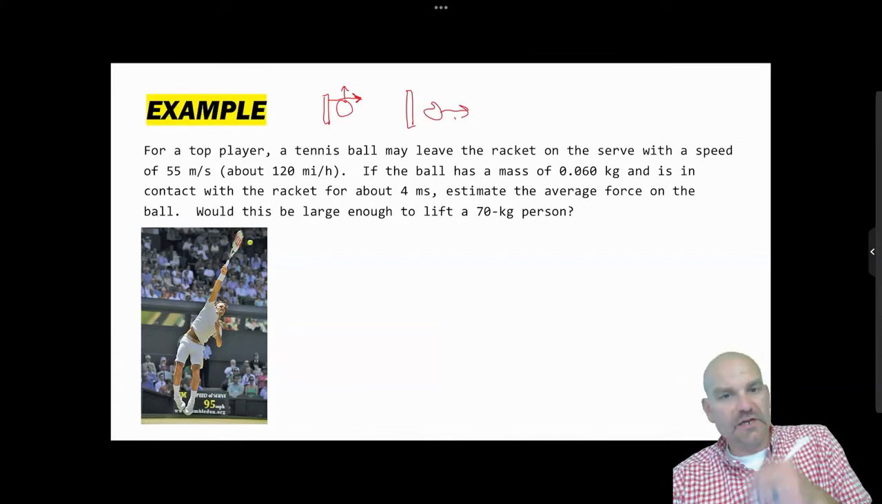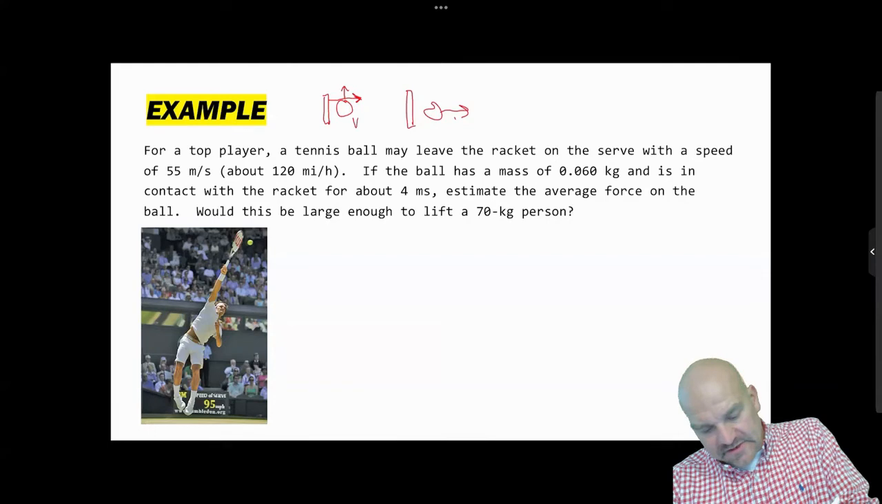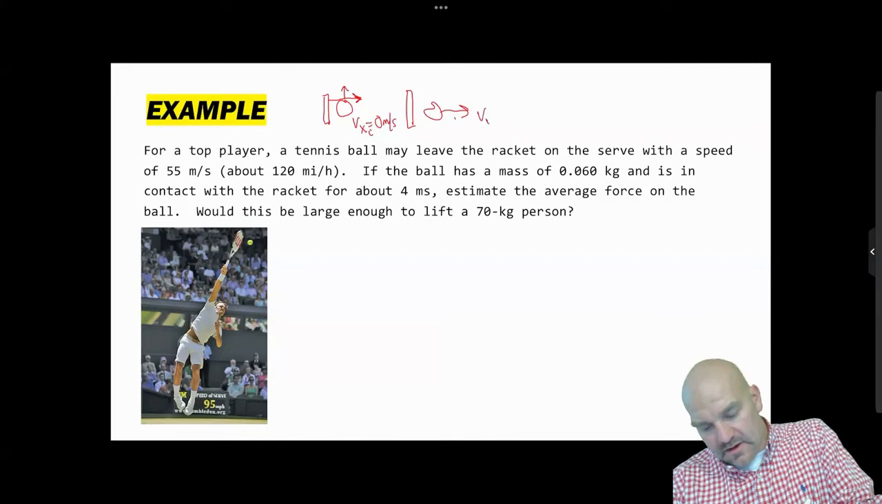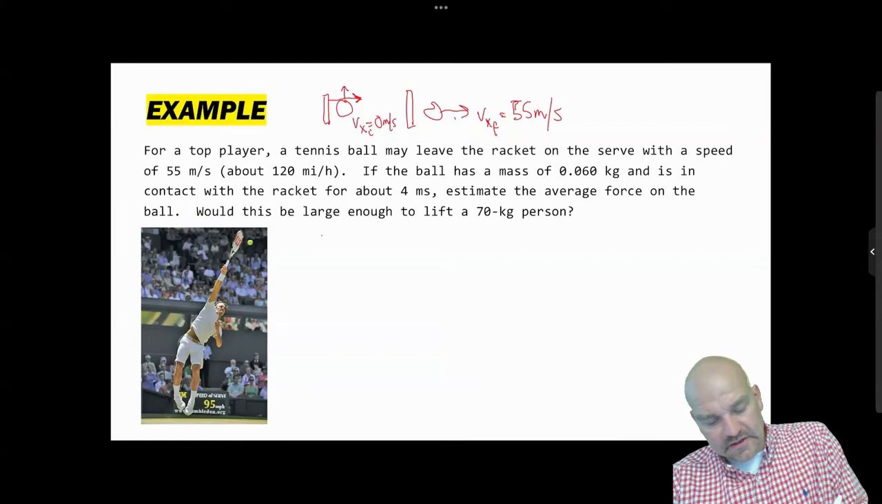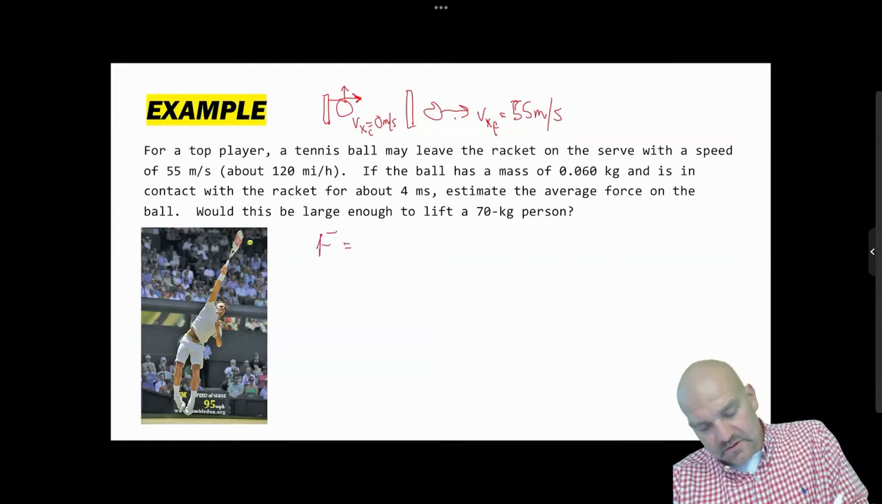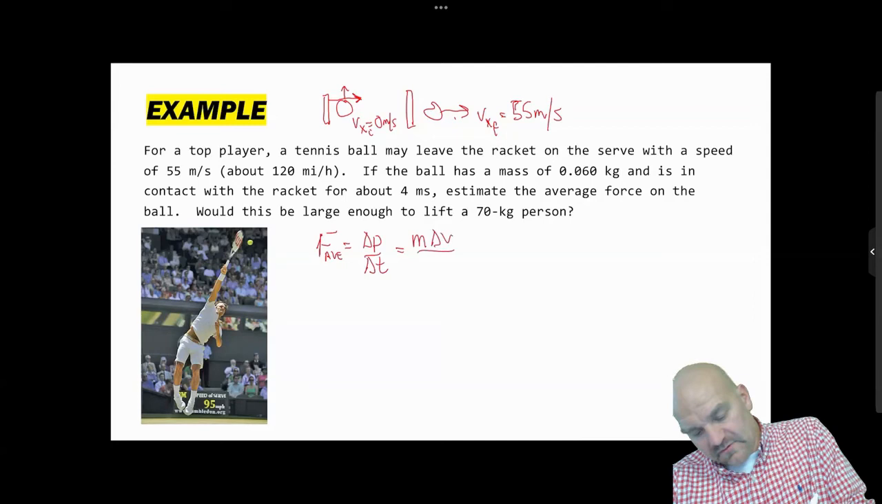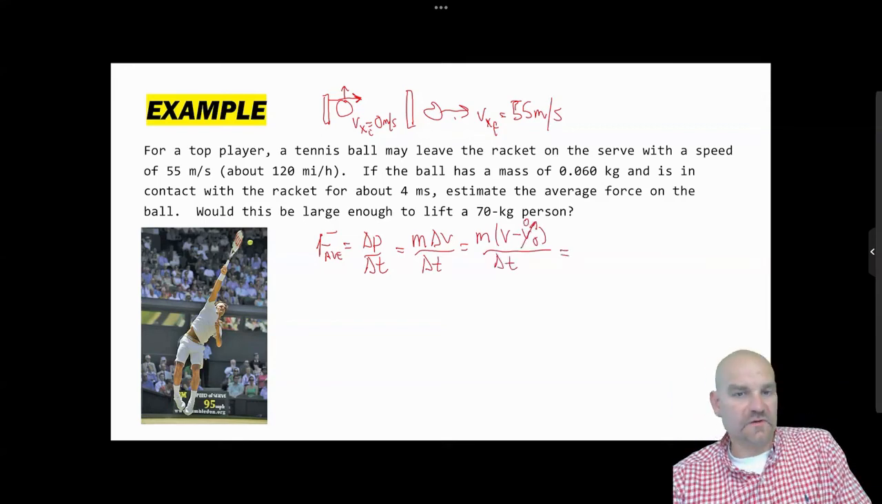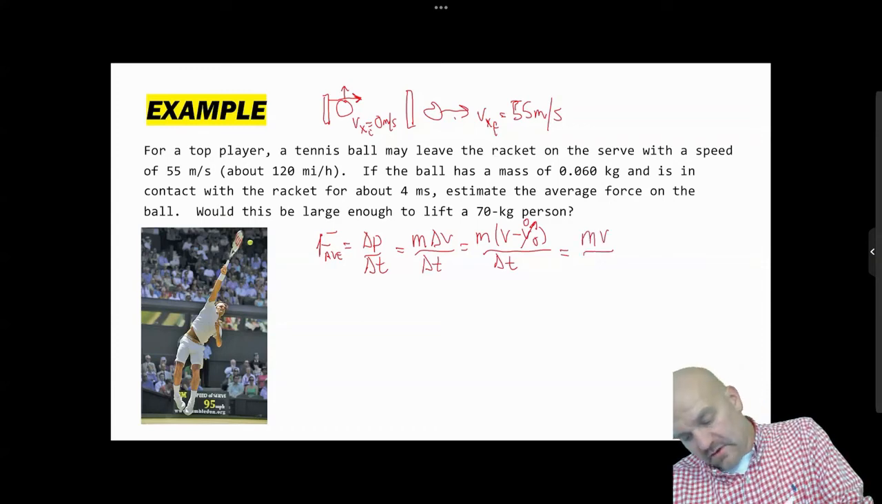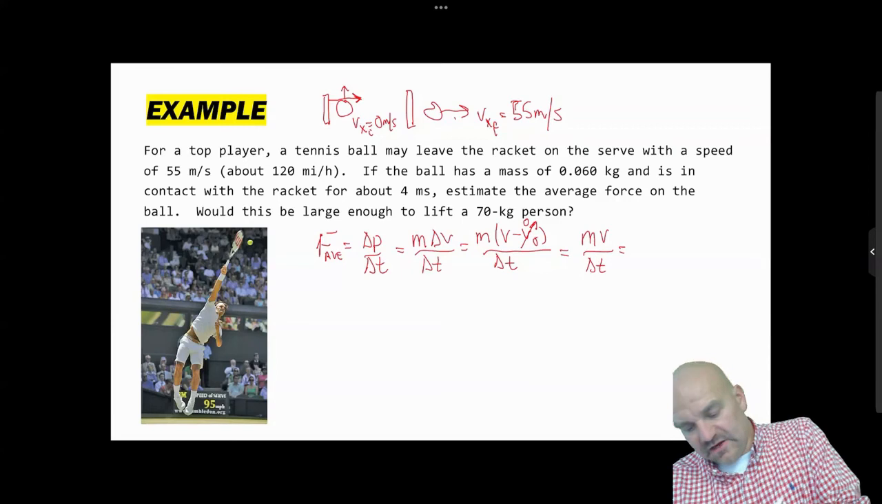So the velocity will change. If I think about it, in the x direction initially, it's not moving. It's only moving vertically. But afterwards, in this scenario, we're going to be moving 55 meters per second. So I can say that the average force is my delta P over delta T, which is m delta V over delta T. And remember, delta V is V minus V0. But V0, my initial velocity horizontally, is 0. So it's going to be mv over delta t, which is a very easy calculation.